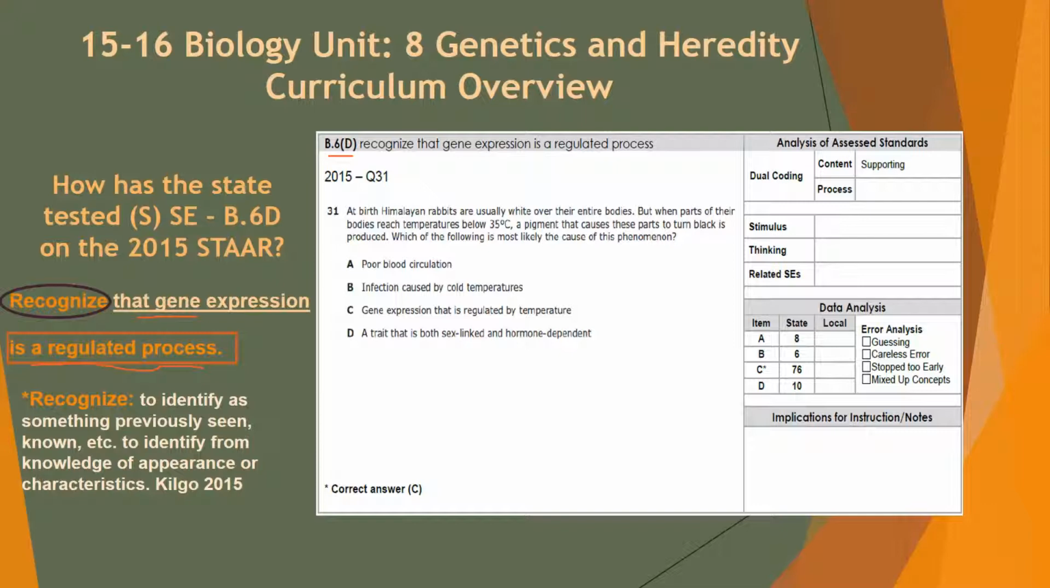As we look at the question, it is simply asking how the pigment has changed in the body of the rabbit since the temperature has changed. And so the students will have to understand that gene expression is taking place and it's being regulated by temperature. At one temperature, the bodies are white. At another temperature, the bodies will turn black. And so we want to be sure that we understand how the state is assessing this SE so that we can effectively develop our explore activities throughout our lesson cycle.